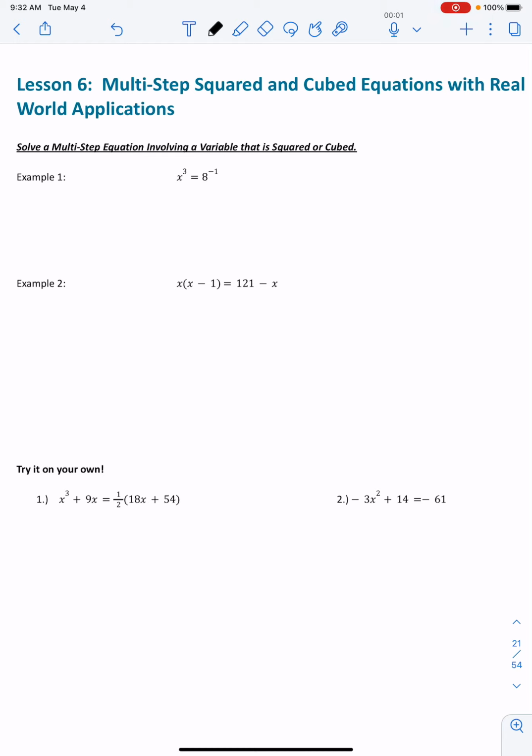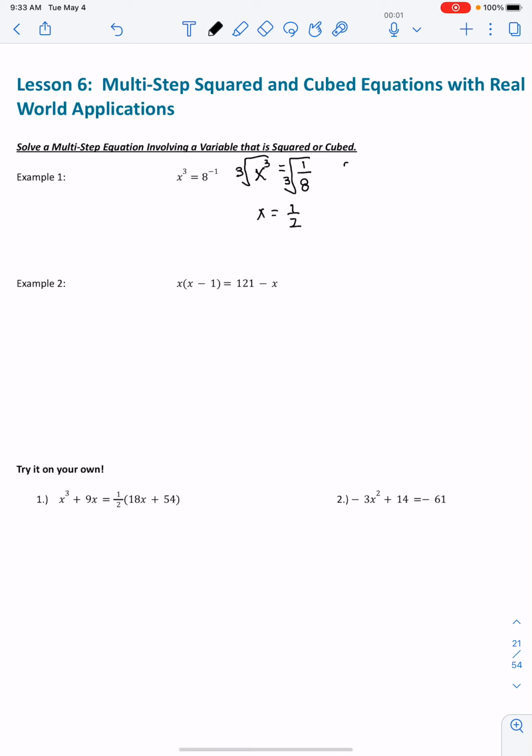So the first one is the nice easy one that we are used to working with. And the first thing that we need to do here is to change this 8 to 1 over 8. So I'm going to say x cubed equals 1 over 8. Then I'm going to take the cube root of both sides. So then we get our answer of x equals 1/2.